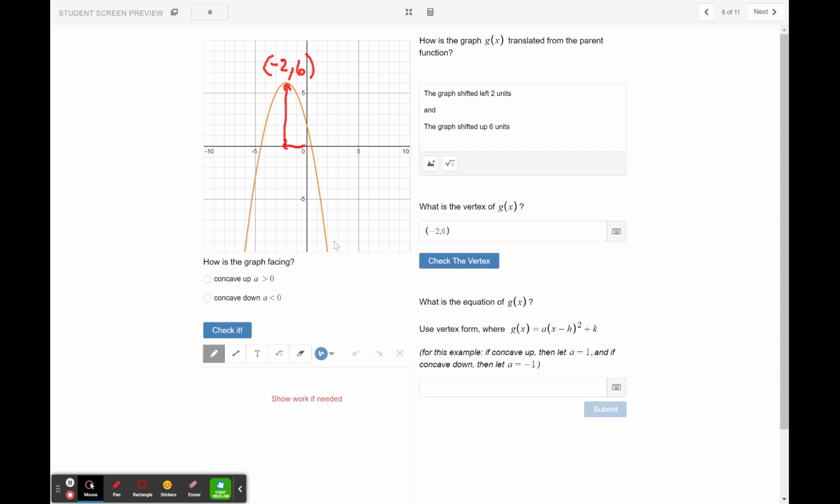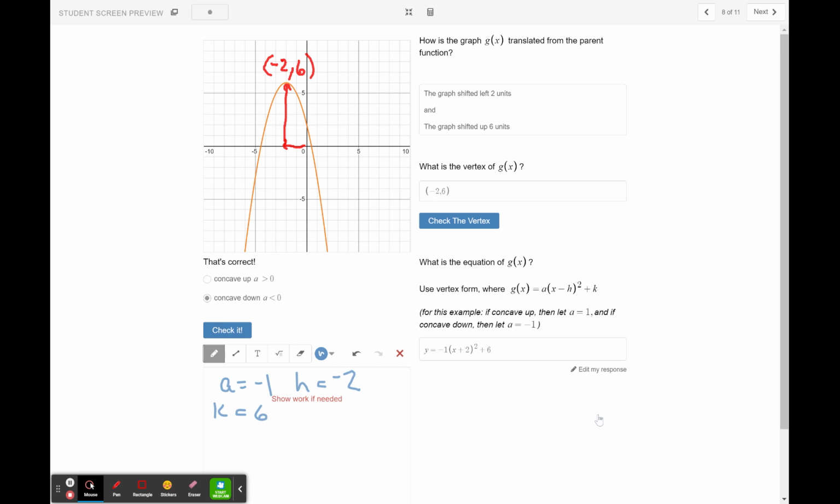Notice that it's facing downward. It's like a frown, so it should be concave down. And I'm just going to write my A equals negative 1 for this because it's facing downward. My H in the vertex I said was negative 2. My K was 6. So then in the equation I'm just going to write y equals negative 1. Remember, minus a negative is really adding, so it's a plus 2 inside the parentheses. Let's confirm that we have the right graph, which we do.